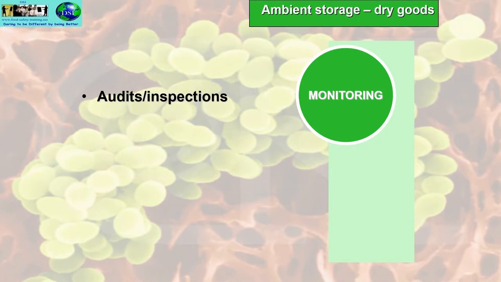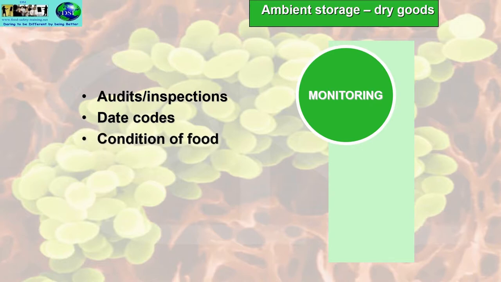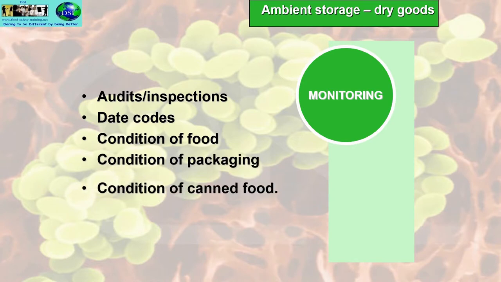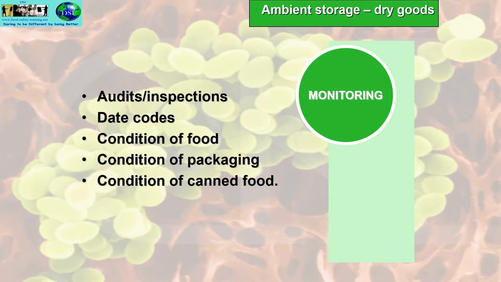And how do we monitor? By audits and inspections. By looking at date codes, make sure nothing's out of date. The condition of the food. The condition of the packaging. The condition of the canned food.